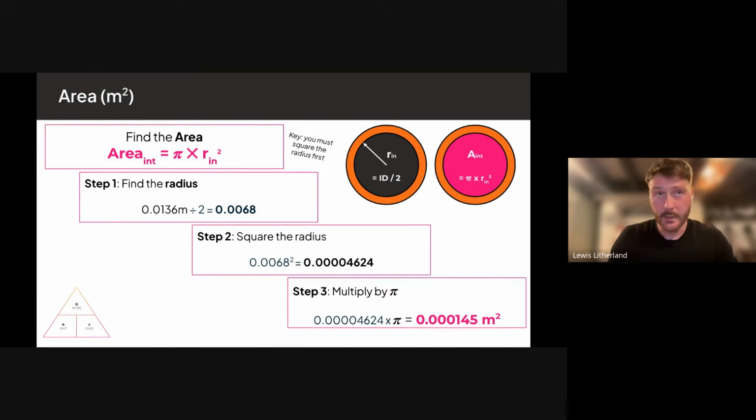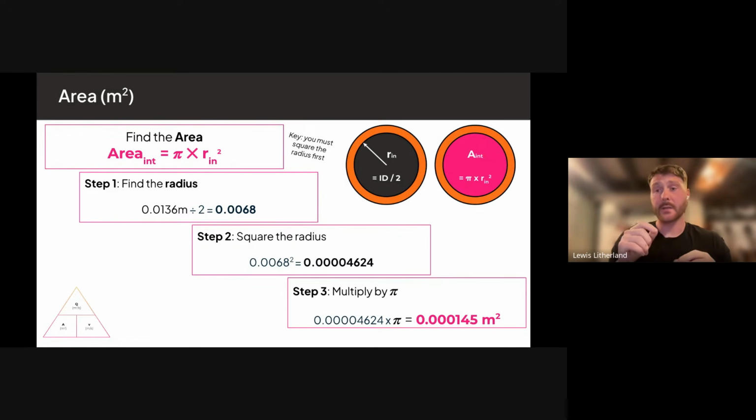So step one is to find the radius. Basically, all you've got to do is take your diameter of 0.136 and divide that by 2. The images at the top are trying to jog your memory of what radius is. So taking our initial diameter of 0.136 and dividing that by 2 is 0.068. So that's our radius there.